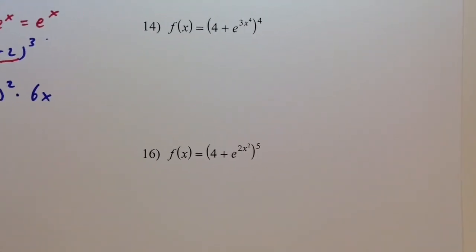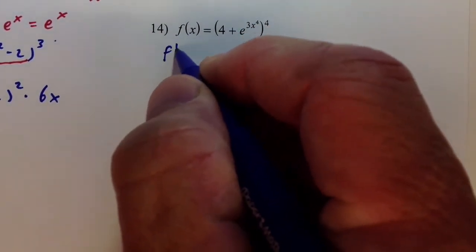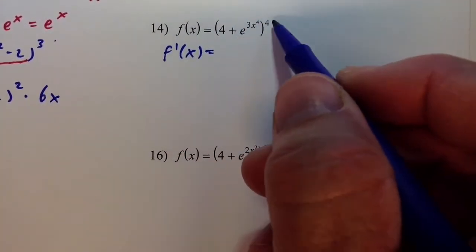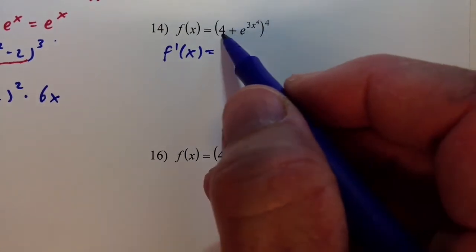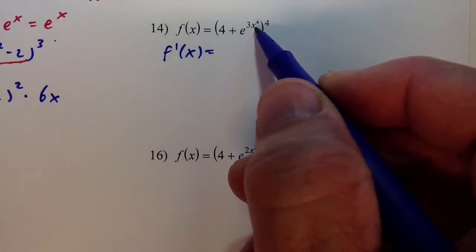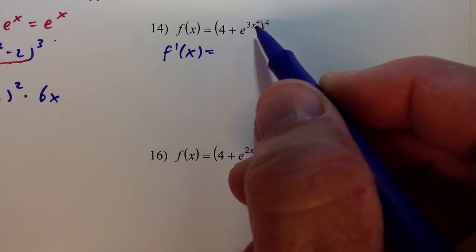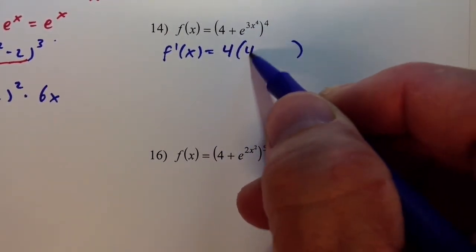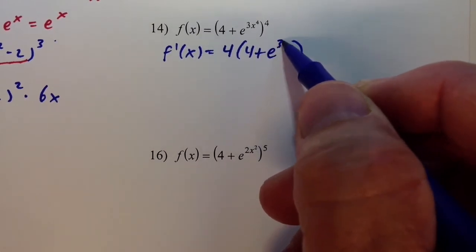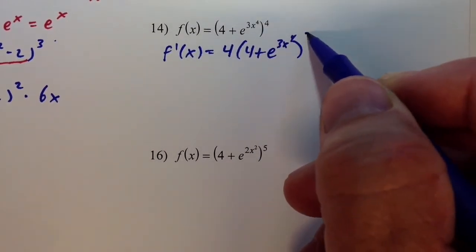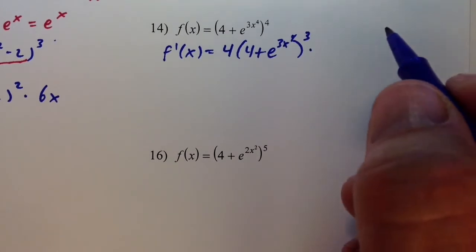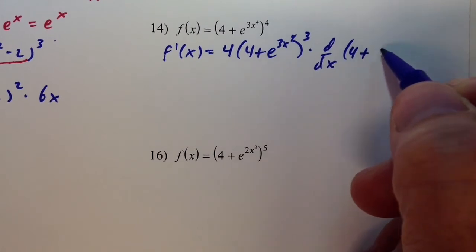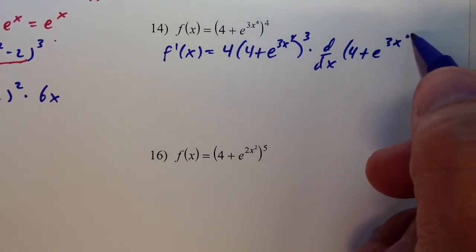For number 14, we have f prime. The outside function is something to the fourth, and the inside function is 4 plus e to the 3x to the fourth. So we know the derivative is 4 times that thing, (4 plus e to the 3x to the fourth), raised to the third power, and we're going to multiply that by the derivative of the inside, the derivative of 4 plus e to the 3x to the fourth.